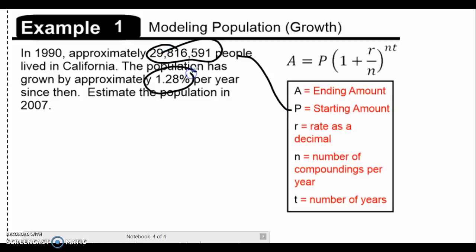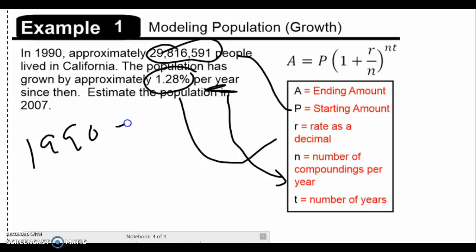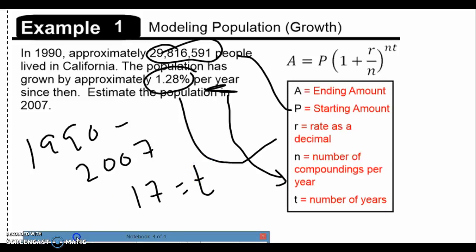Our rate per year. But how are we going to figure out from 1990 to 2007? How many years is that? Well, that's 17. That equals your T. So now we're ready to plug in. The biggest thing is once you plug in, you got to watch how you type it into your calculator. So take a minute, try it out, see what you get, and then I'm going to click on to the next slide in a minute.